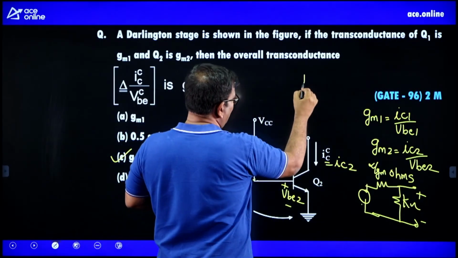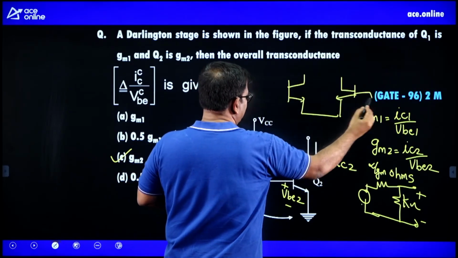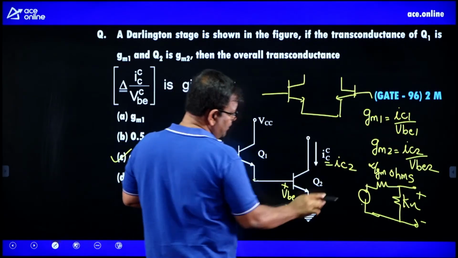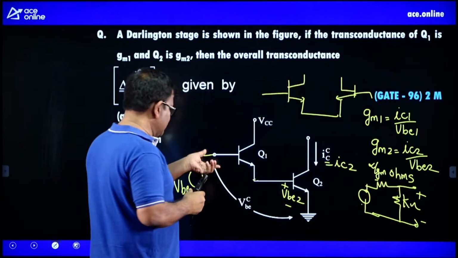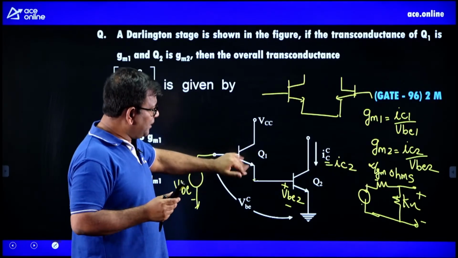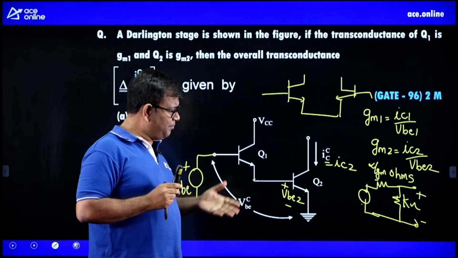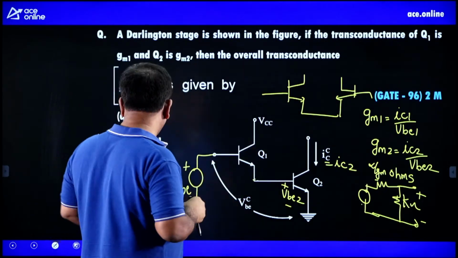But if you draw something like this, like in a differential structure, here there is alpha by GM and alpha by GM, so this signal is going to get half here. But not in this problem. In this problem, the output at the emitter follows the input, so this is an emitter follower, so it's going to be GM2.